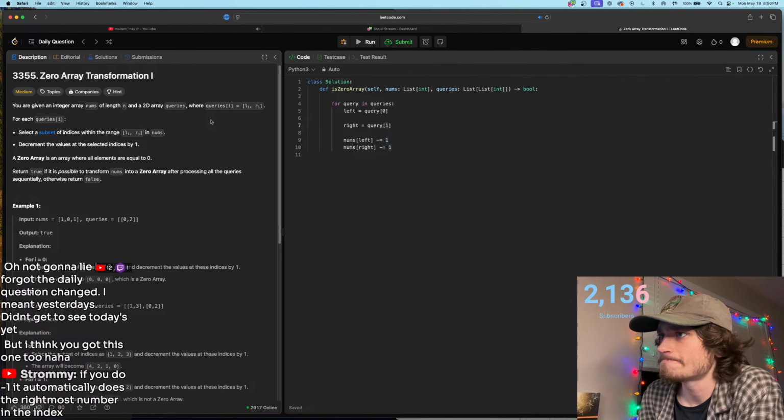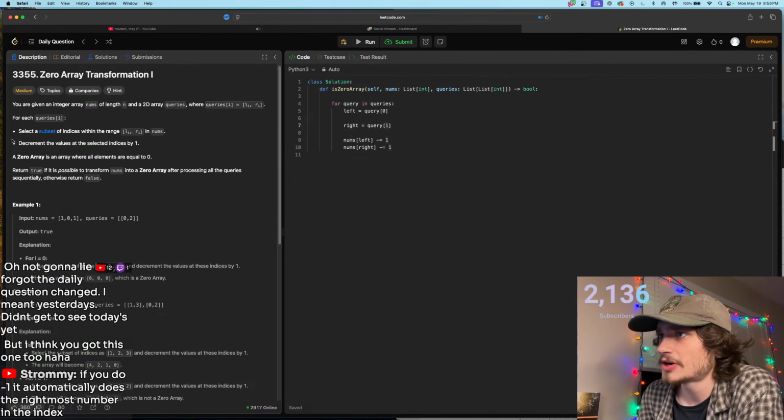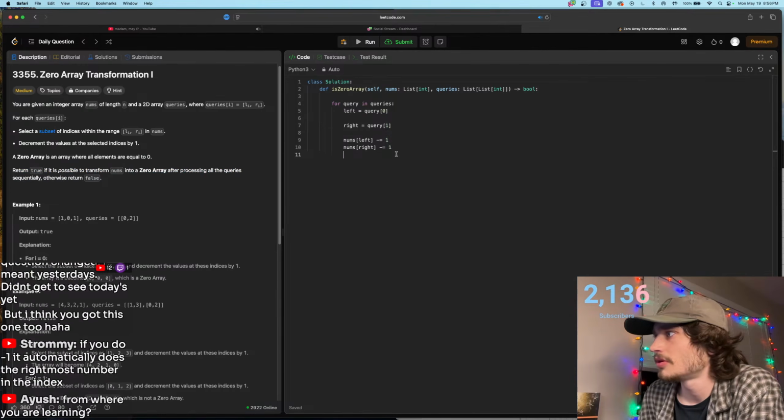Okay, so then decrement all the values at the selected indices by 1. A 0 array is an array where all elements are equal to 0. Return true if it's possible to transform numbers array into a zero array. Ayosh says from where you are learning.